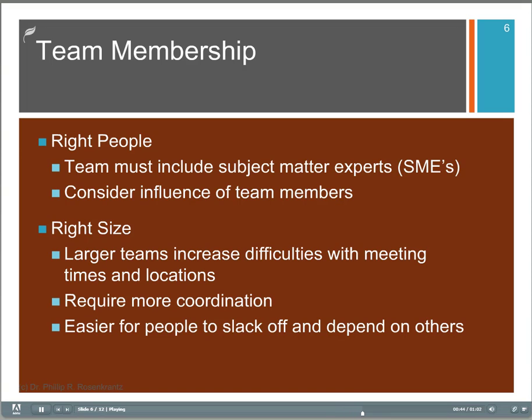The right size of the team is a factor, because if a team gets too large, they have difficulty meeting. It cuts down on the number of venues that you might have available. It's harder to coordinate, and it's easier for people to slack off and depend on others.